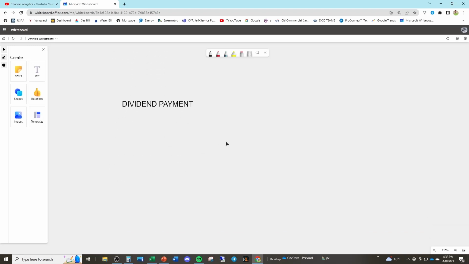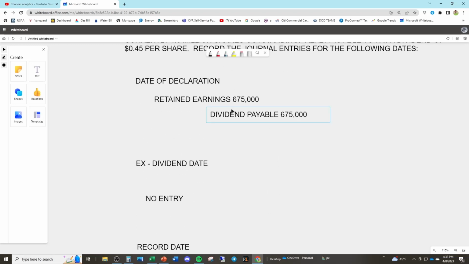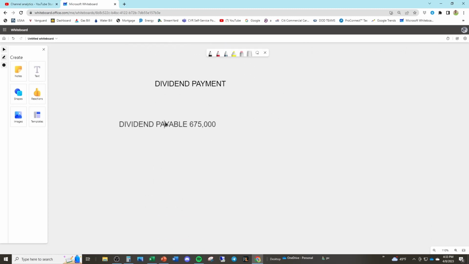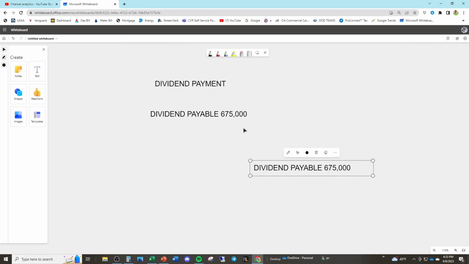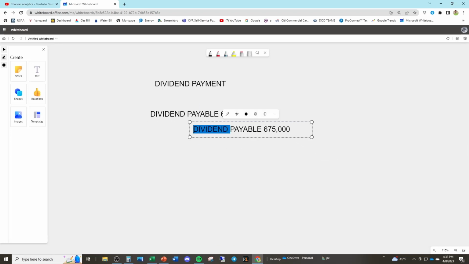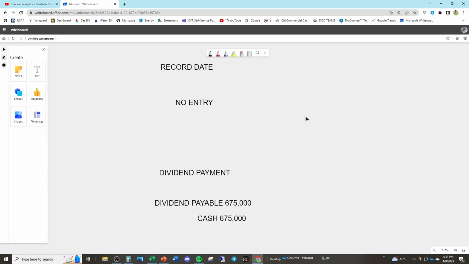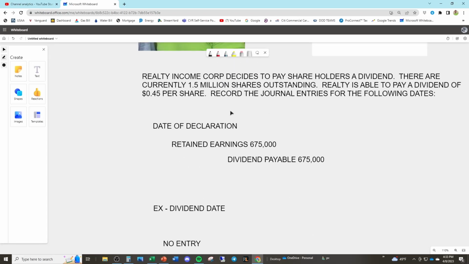And then we get to the actual dividend payment. Now we are taking cash out of our corporation and we are sending it to our shareholders. So our cash is going down. Well, what else do we have to remove? Well, we've already debited retained earnings. Retained earnings has been reduced. Our company's equity has already been reduced. But we have this dividend payable that we still have to remove. How do you reduce a liability? You debit the liability for $675,000 and you credit cash for the same amount, the amount of dividend that we paid.